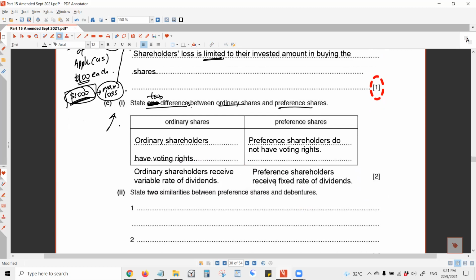Okay, let me check. Fixed rate for preference shares, do not have voting right. Ordinary shares have voting right, variable. Okay, correct. Now the next one: preference shares and debentures.